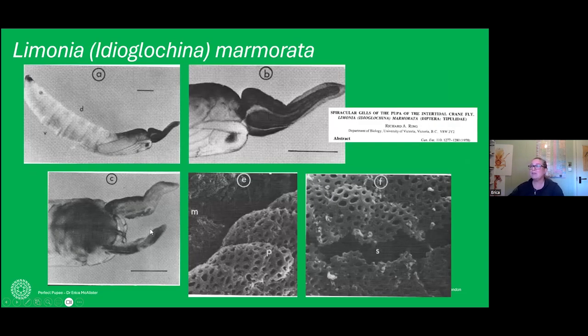See, this is an image of one of them, the marmorata. Okay, it's a very poor image, but you can see the respiratory horns. Okay, here we've got the spiracular gills, which is the B, you can see here at the very end. And on those, C is a closer look, and E and F are those plastron forming areas on those gills at very high magnification.